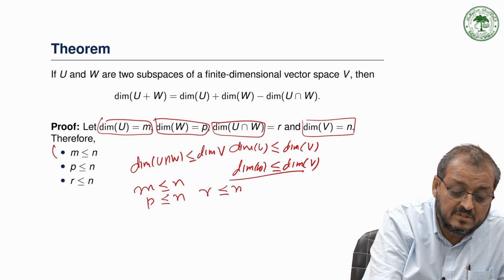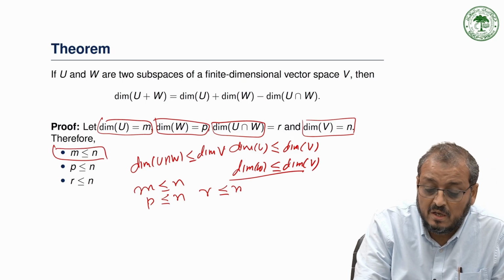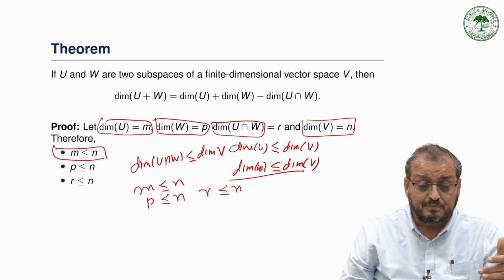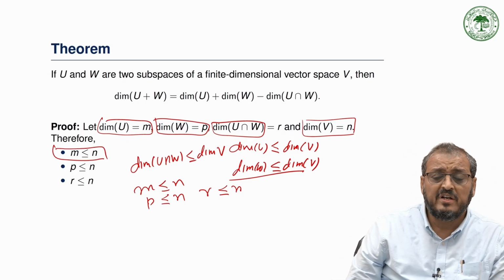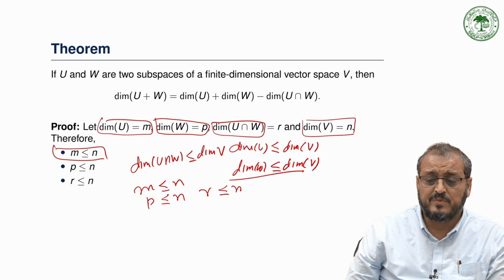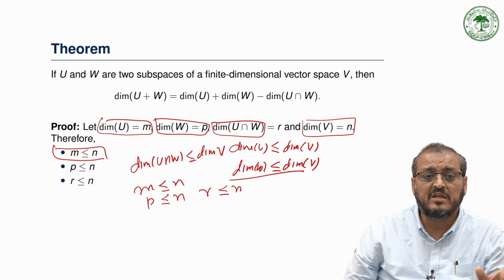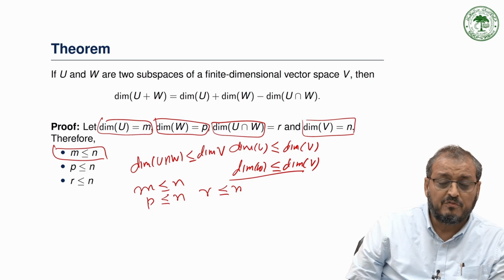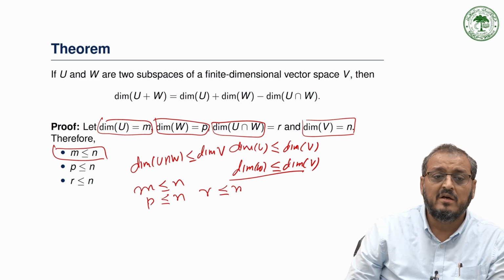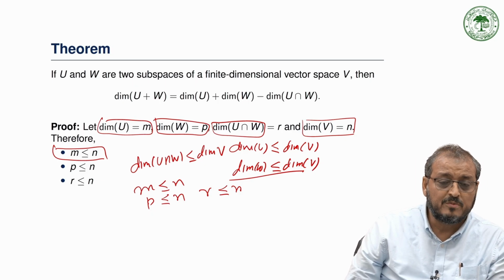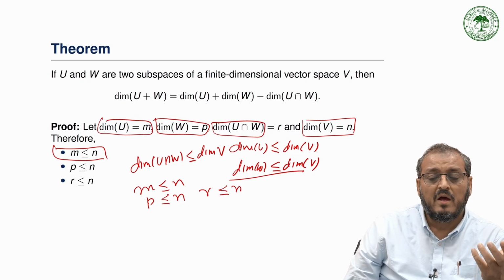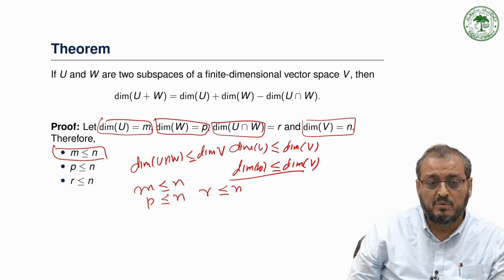So we are assuming these three conditions because by the theorem, if V is a finite dimensional vector space, then any subspace has dimension at most the dimension of V. So this means the dimension of U should be less than or equal to the dimension of V. By the previous theorem, if U is a subspace of a vector space V, then the dimension of U is less than or equal to the dimension of V.